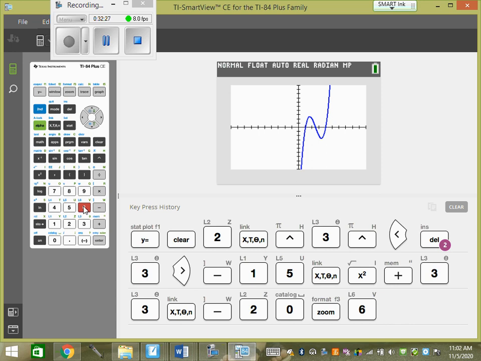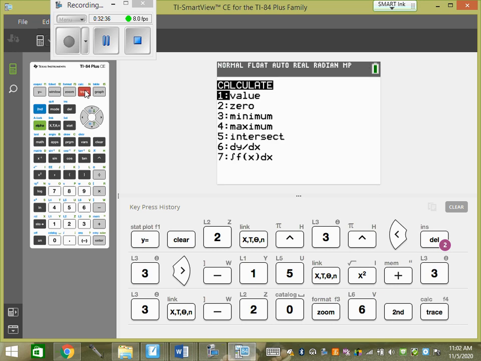So how do I calculate anything? I'm going to go second trace, and the reason why is the little blue word above trace is calc. So whenever I go second trace, I'm calculating something. So you're all going to do that. Second trace. Now we're going to pick which one? 4, because I want to find a maximum, right?